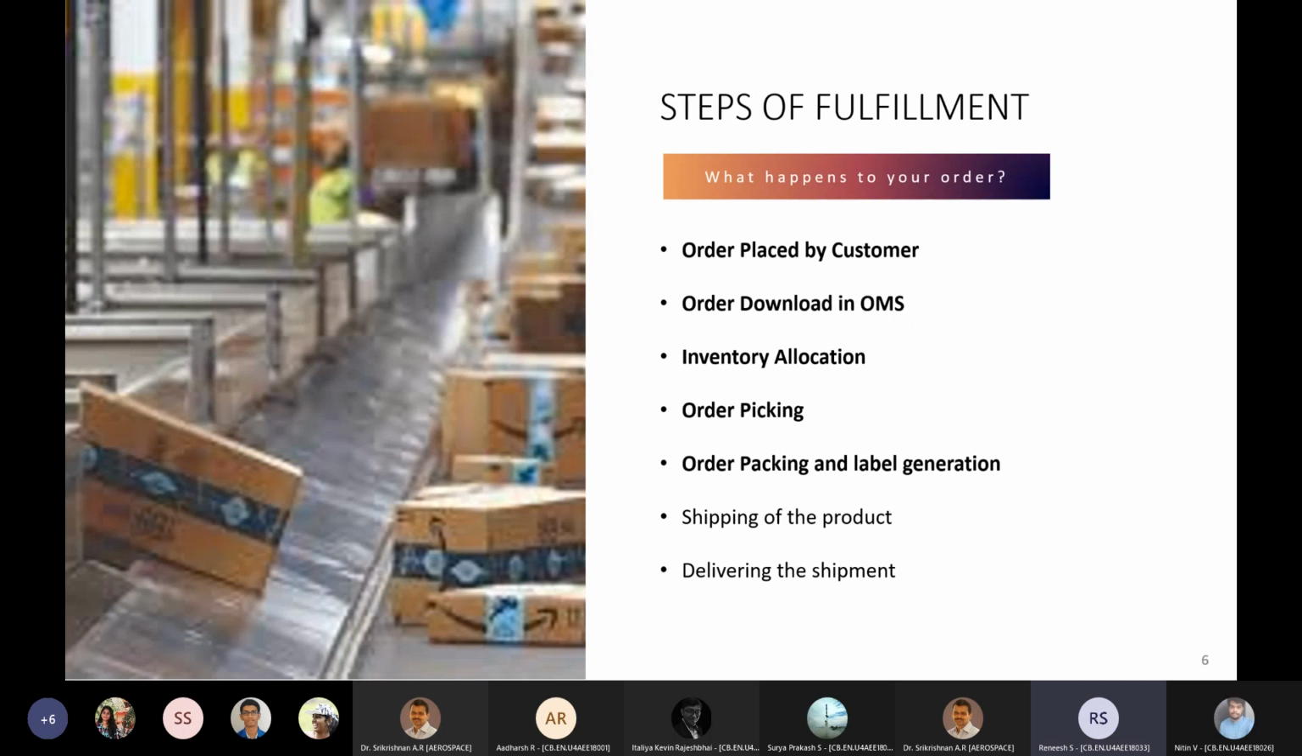So after a customer places an order, it will be downloaded through the order management system by the Flipkart personnel, and it will be selected from the inventory where it is located. That order will be picked and packed by the personnel in the warehouse which is closer to the customer's location, and the label generation process, etc. will be done in these fulfillment centers. After everything is done, the product will go to the shipping and delivery process. Next step.